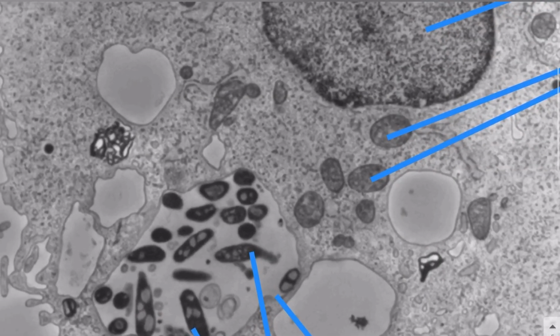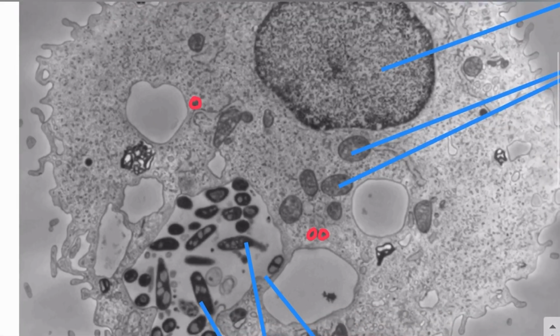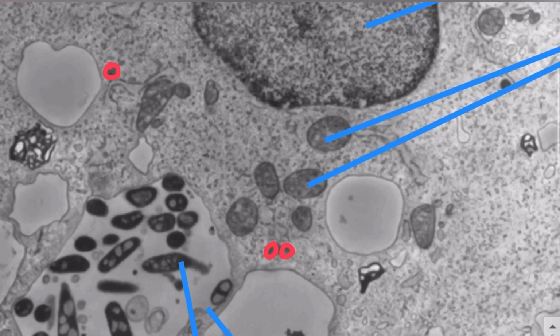These small structures over here, these are lysosomes. They appear darker. So how do we distinguish lysosomes from the mitochondria? Mitochondria will be larger and lysosomes will be smaller. So all the mitochondria will roughly be of the same size, right? If you see a dark structure of smaller size, for example, these will be lysosomes, right?